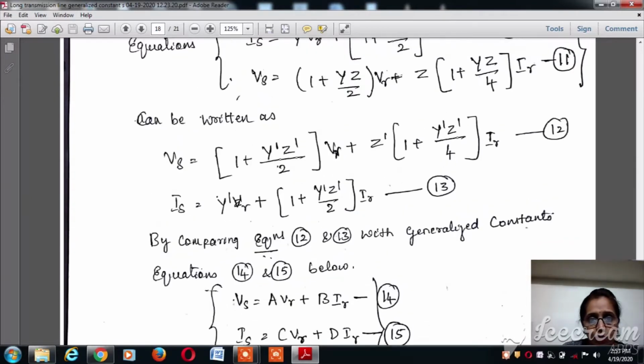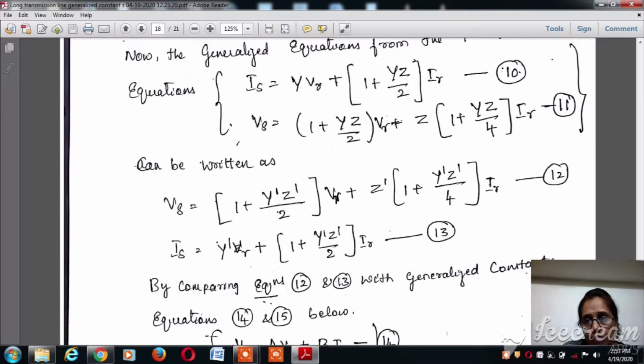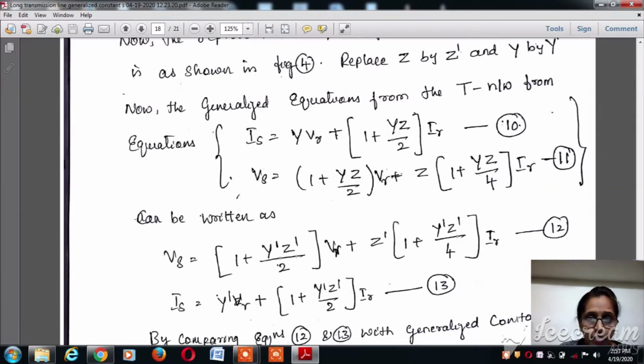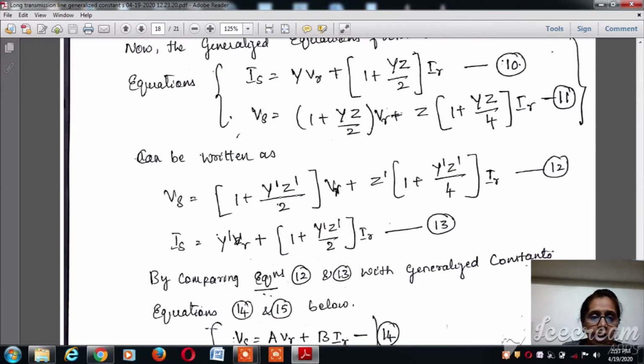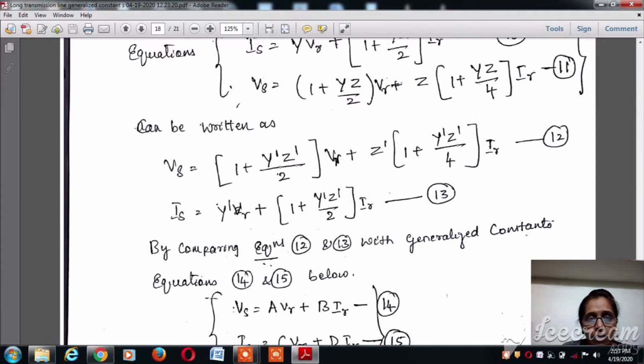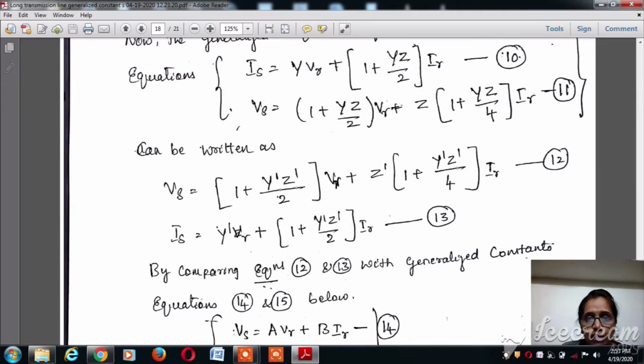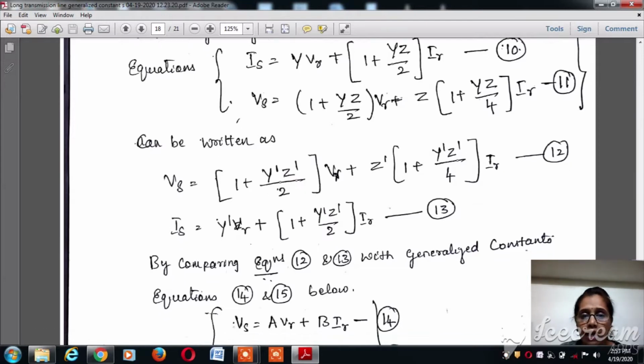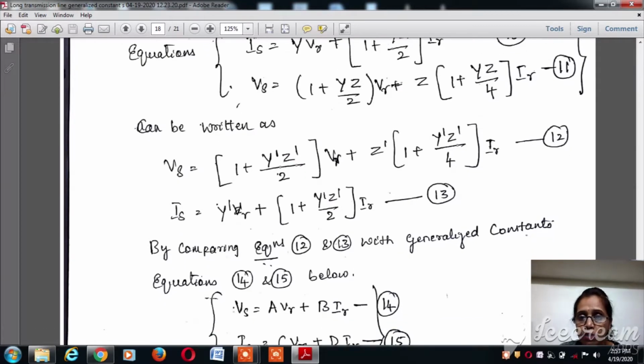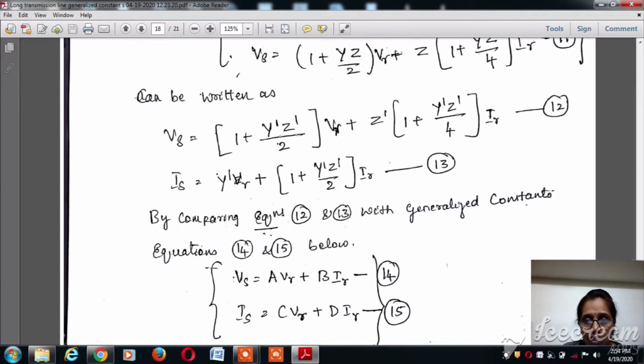In the last video we understood that we have written the set of generalized equations from the T network for Is and Vs, and it can be rewritten as Vs is equal to (1 plus y' z' divided by 2) into Vr plus z' into (1 plus y' z' divided by 4) into Ir. Similarly, we can write the equation for Is is equal to y' into Vr plus (1 plus y' z' divided by 2) into Ir. Keep this as equation 13.